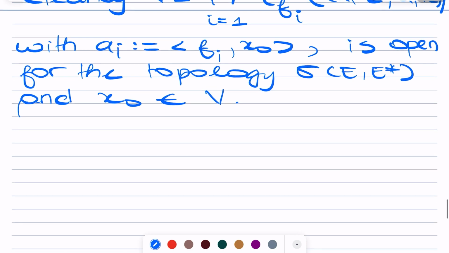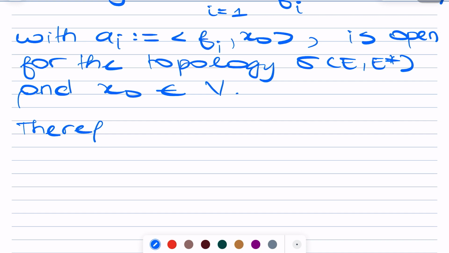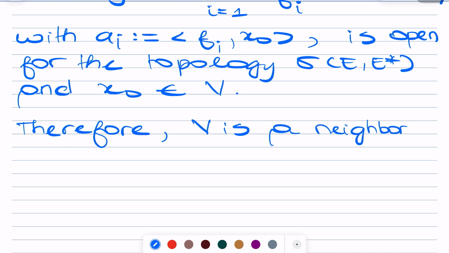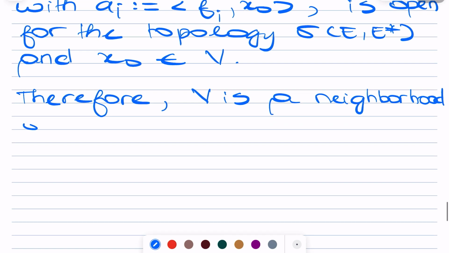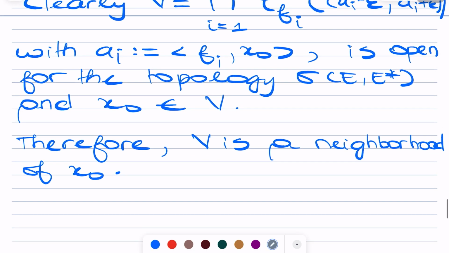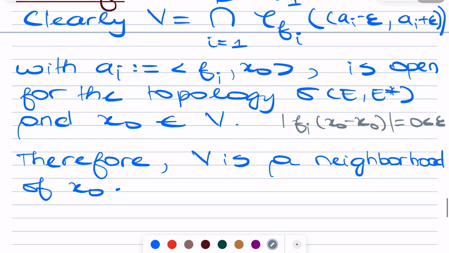So therefore V is a neighborhood of x0. Well, it's easy to see that x0 is actually in V because of the duality pairing: the absolute value of f(x0 minus x0) is equal to 0, which is obviously strictly less than epsilon. Okay, now let's try to show that, by varying epsilon and the finite family of the fi's, we even obtain a basis of neighborhoods.